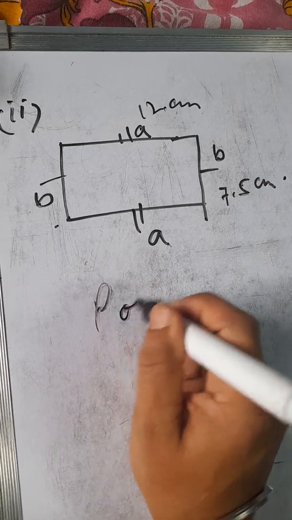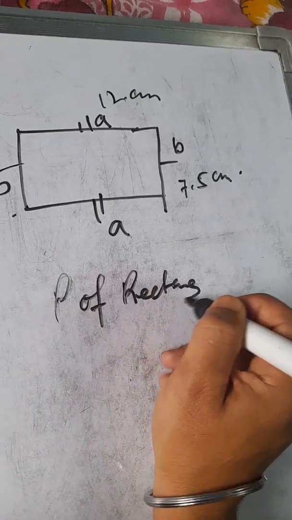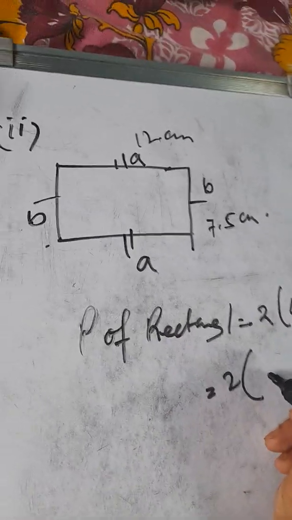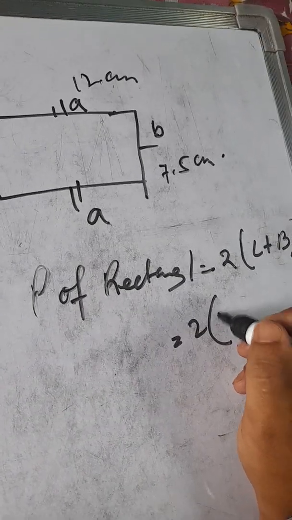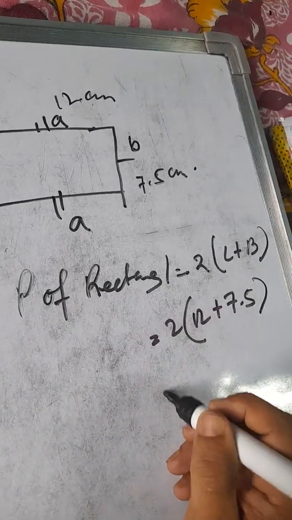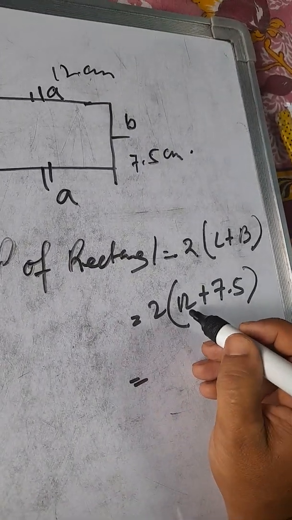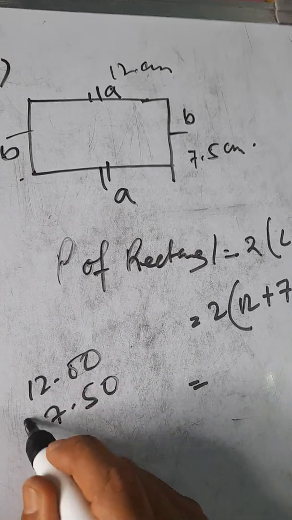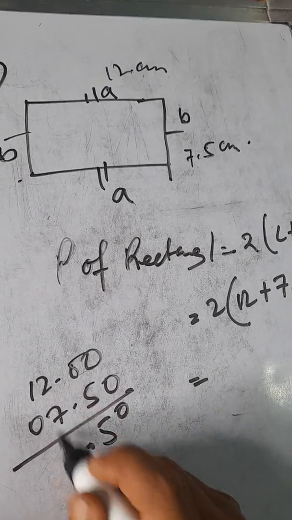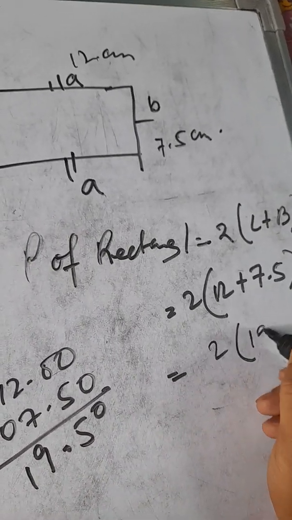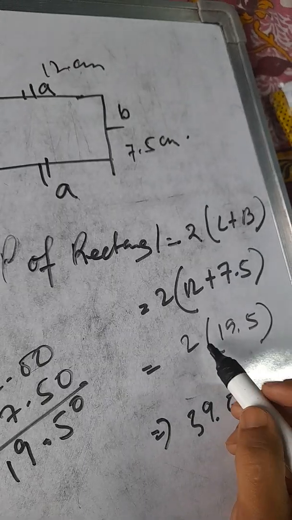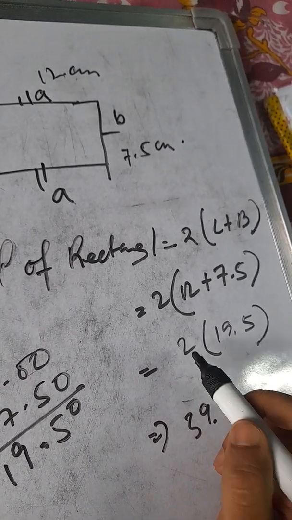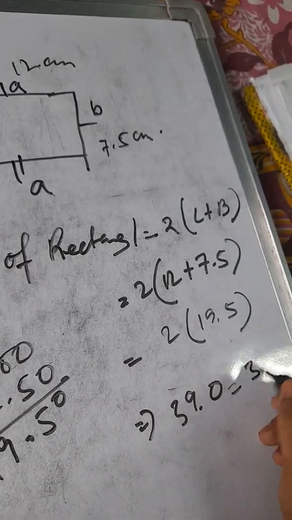You can check it according to the perimeter of a rectangle. I'll write it as a shortcut: the perimeter of a rectangle will be 2 into length plus breadth. The length will be 12 and the breadth will be 7.5. As I said in the earlier question, first you have to change this into decimal, that means 12.00 and 7.50. So we get 19.5. Then 2 5s are 10, 2 9s are 18 plus 1 is 19, the 1 remains, 2 2s are 2, 3. So 39 is your answer.